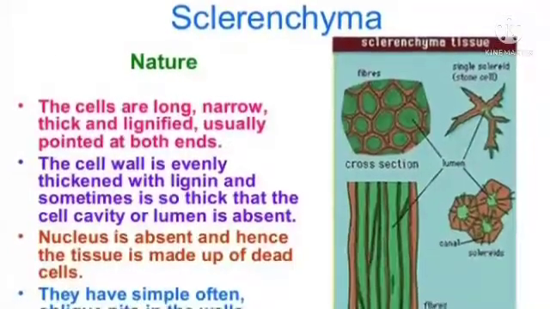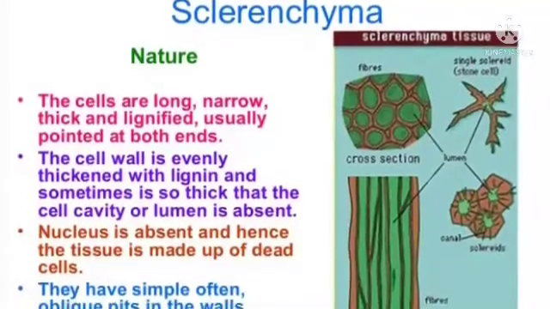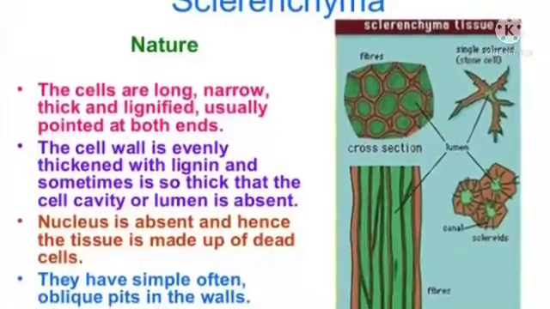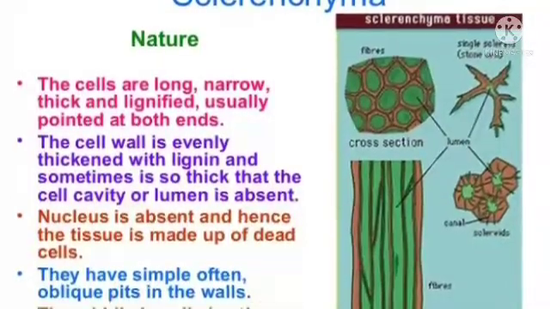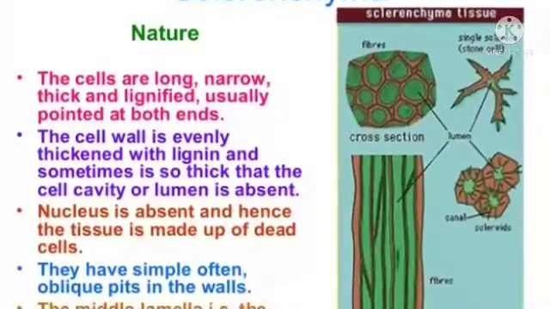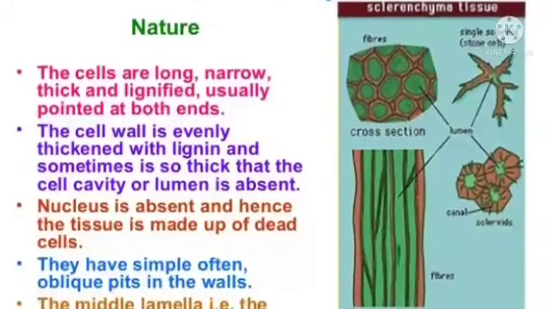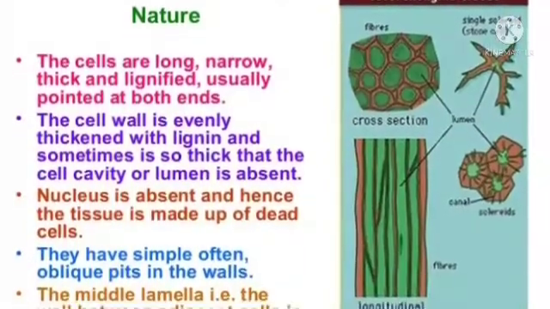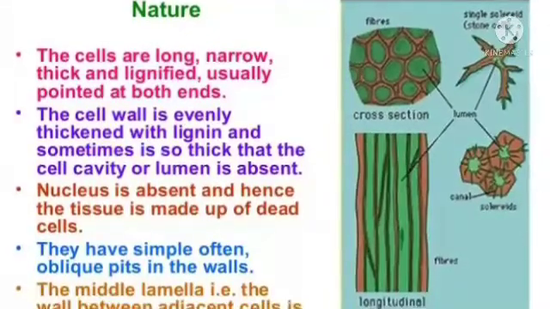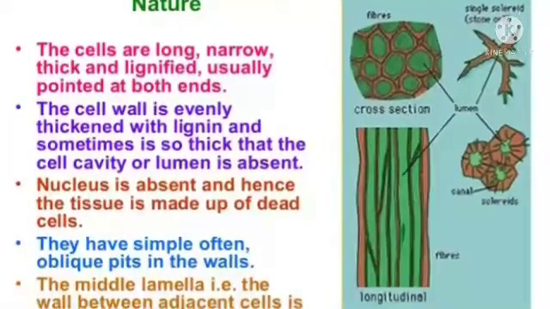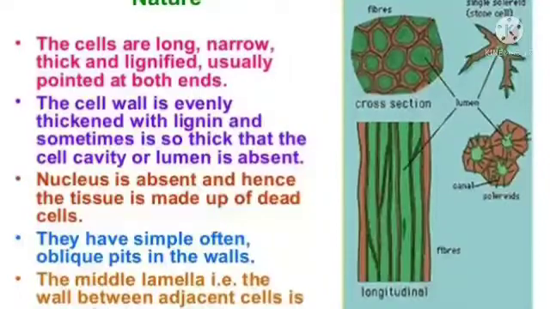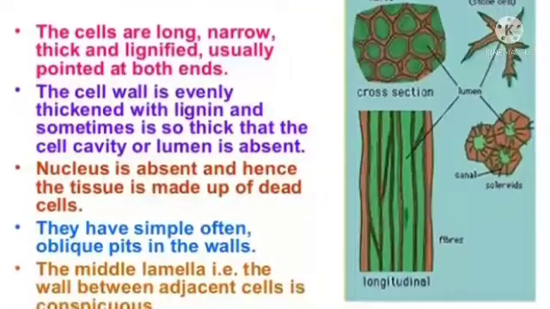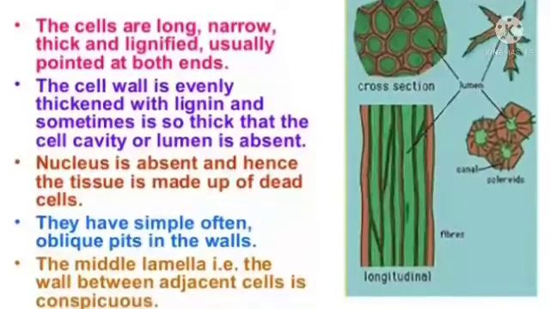Sclerenchyma: the cells are long, narrow, thick, and lignified, usually pointed at both ends. The cell wall is evenly thickened with lignin and sometimes is so thick that the cell cavity or lumen is absent. Nucleus is absent and hence the tissue is made up of dead cells. They have simple, often oblique pits in the walls. The middle lamella, that is the wall between adjacent cells, is conspicuous.